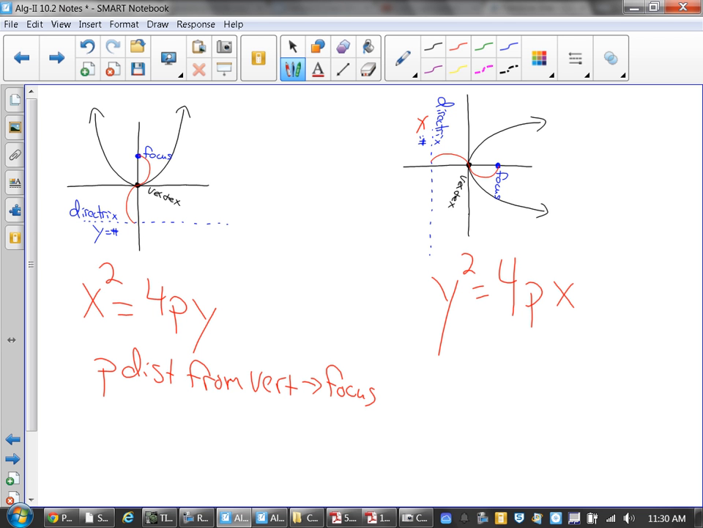If it's a y squared and positive, it goes to the right or up. And if it's negative, it goes left or down. If you think of the number line, it just follows right along suit. Okay.